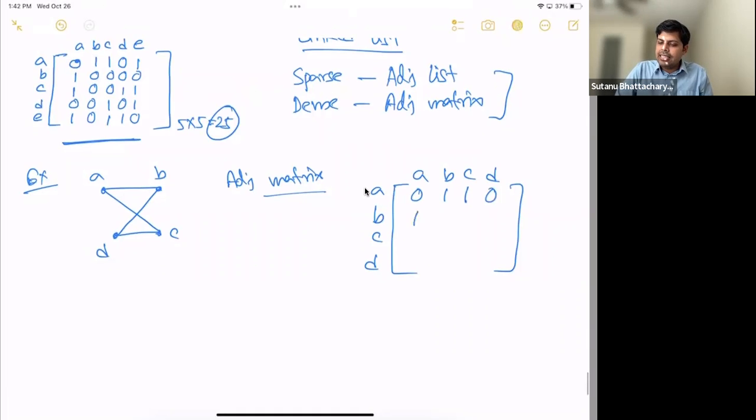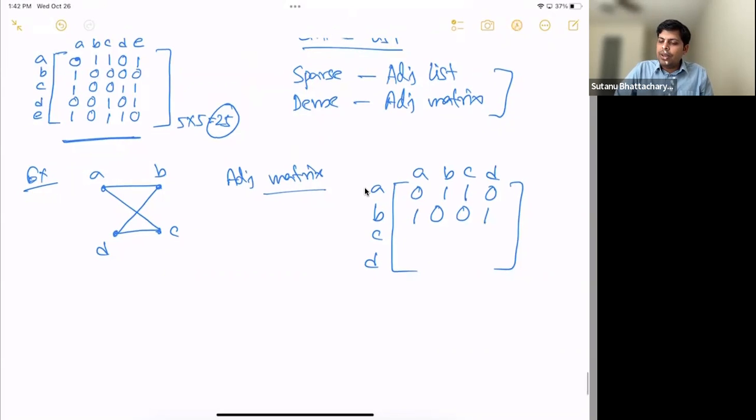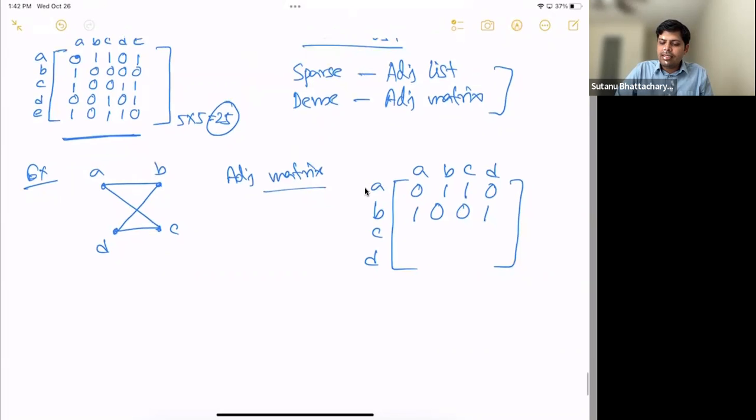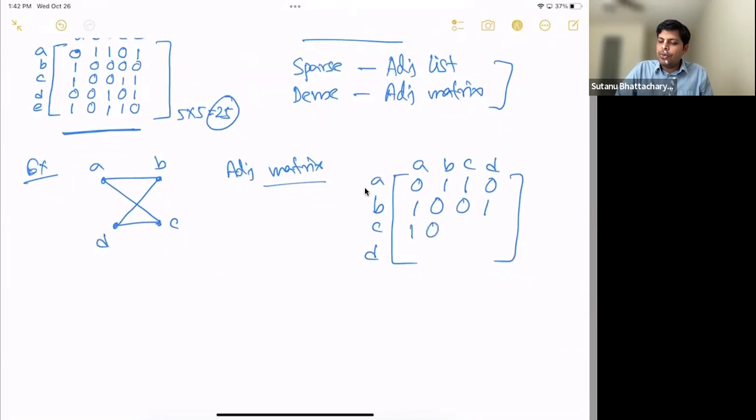B to A, there is an edge. B to B, no edge. B to C, no edge. B to D, there is an edge. C to A, there is an edge. C to B, there is no edge. C to C, no edge. C to D, there is an edge. D to A, no edge. D to B, there is an edge. D to C, there is an edge. D to D, no edge. So this is the corresponding adjacency matrix for this particular graph.